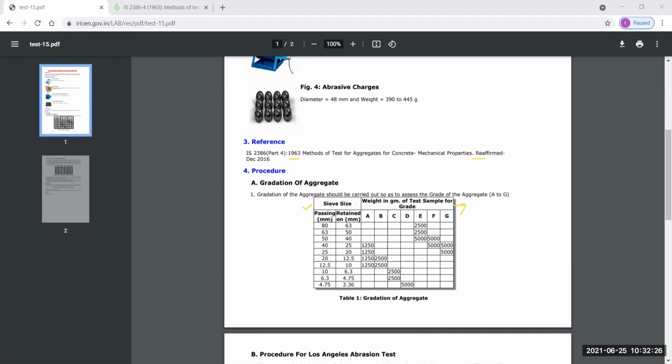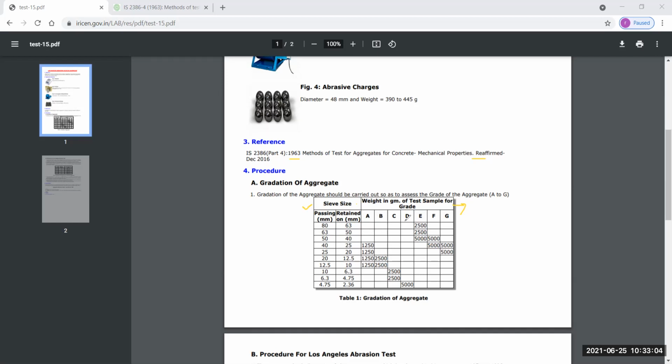Here sieve size passing 80 mm, retaining 63 mm, because this sieve is kept below the 80 mm sieve. Here passing 63, retaining 50. Here passing 50, retaining 40. Here passing 40, retaining 25. Here passing 25, retaining 20. Here passing 20, retaining 12.5. Next 12.5 passing, 10 retaining. Then 10 passing, 6.3 retaining. Then 6.3 passing, 4.75 retaining. Then 4.75 passing, 2.36 retaining.